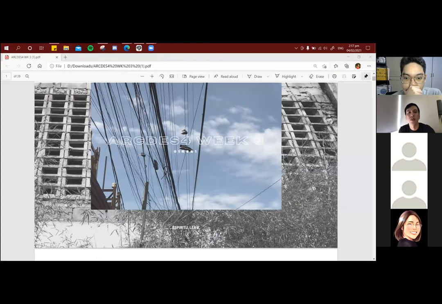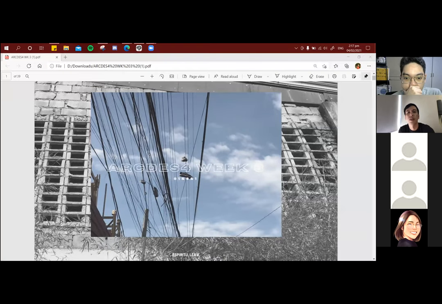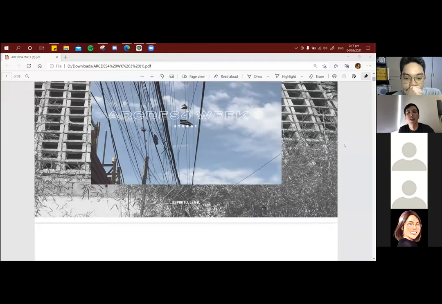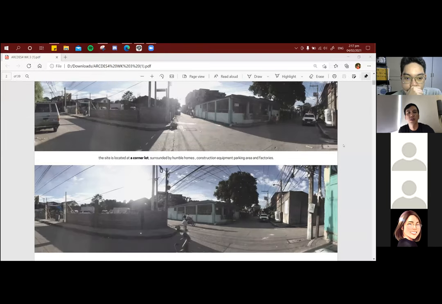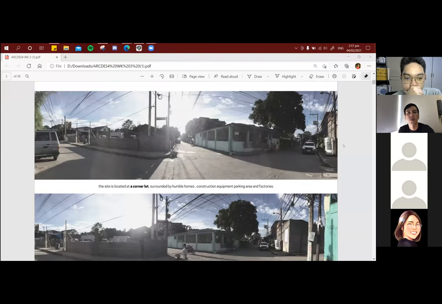This is what we were supposed to present on Thursday, but we ran out of time. Anyway, here it is. This is the actual pictures of the site area. I decided to go there and took panoramic shots. This is located in a corner lot.